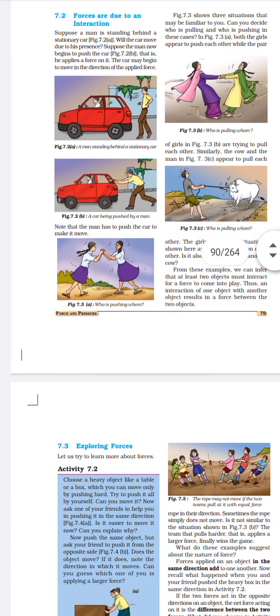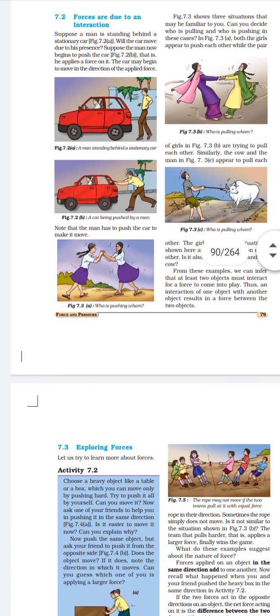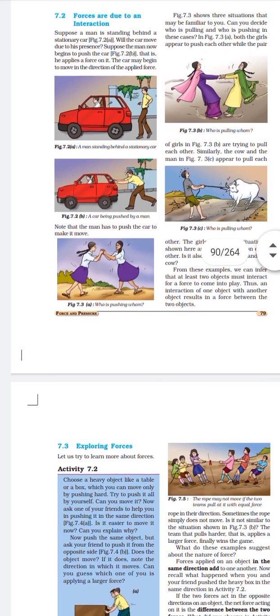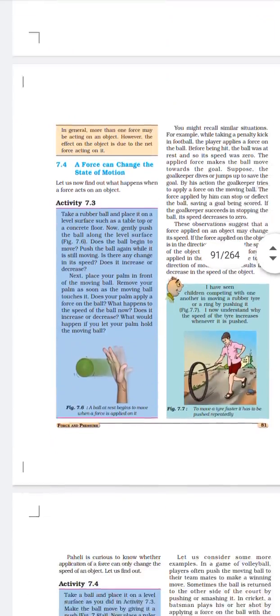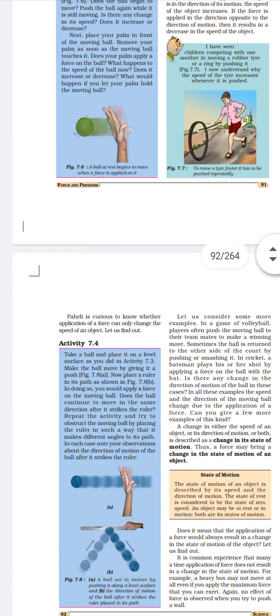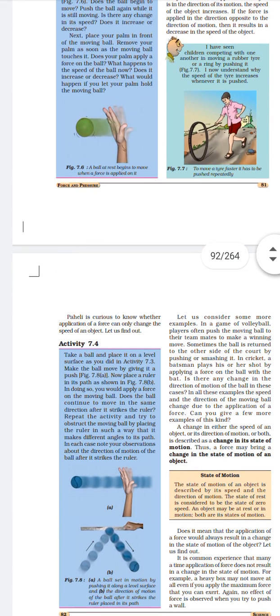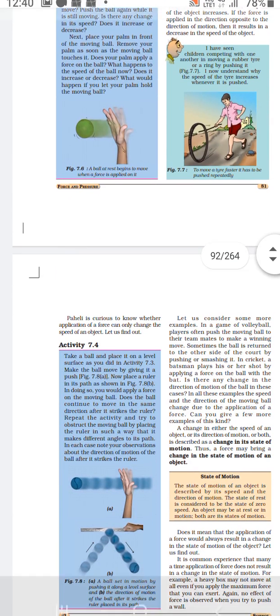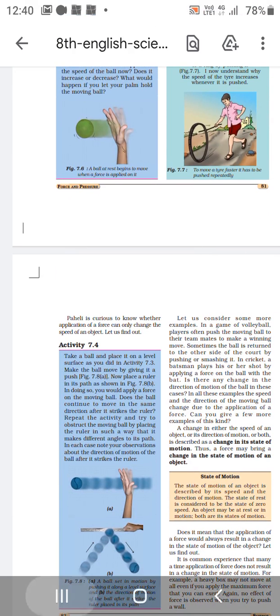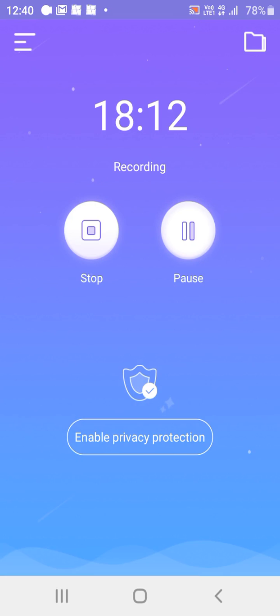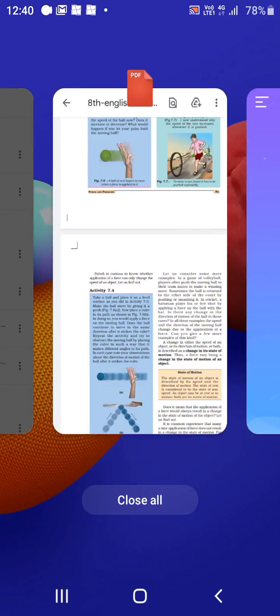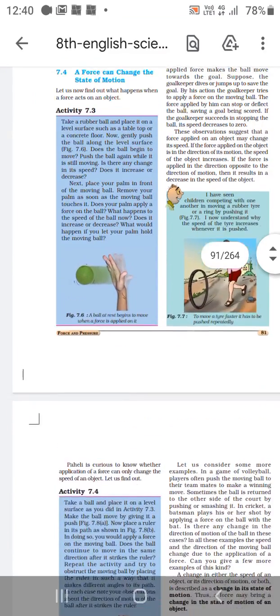Next, if forces are applied in the same direction of moving, then it adds. Otherwise, a force can change the state of motion.